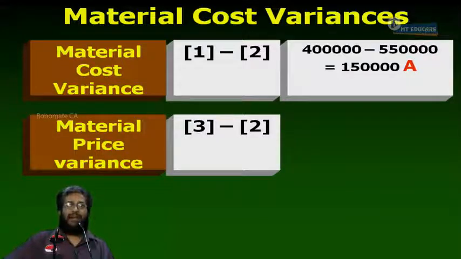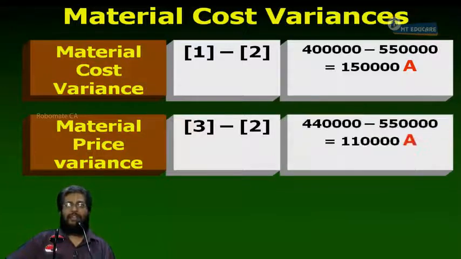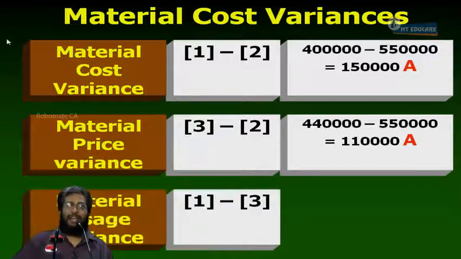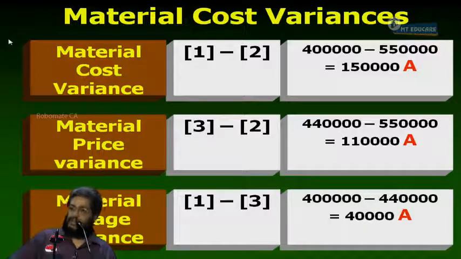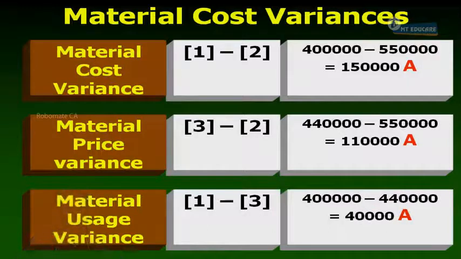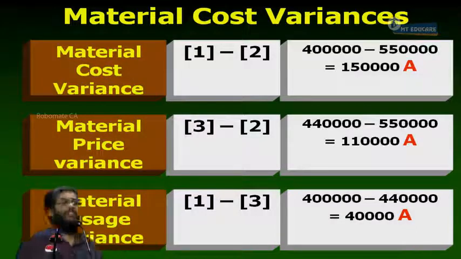Tell me what is 3 minus 2 price variance? I want the number. 1,10,000 adverse. What is usage variance 1 minus 3? 40,000 adverse. Now, with this we have completed the calculation of the variances.